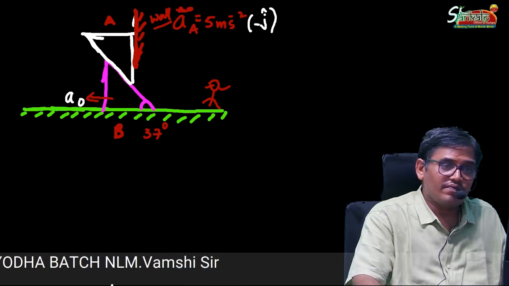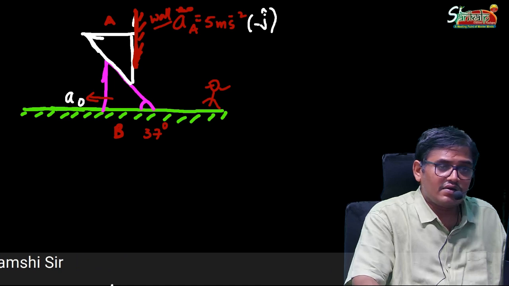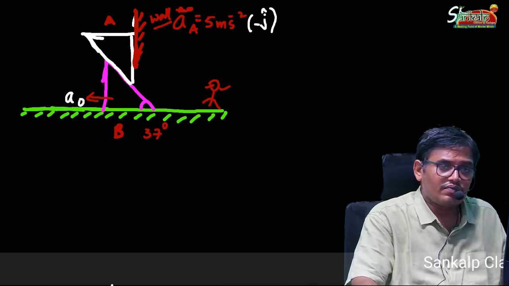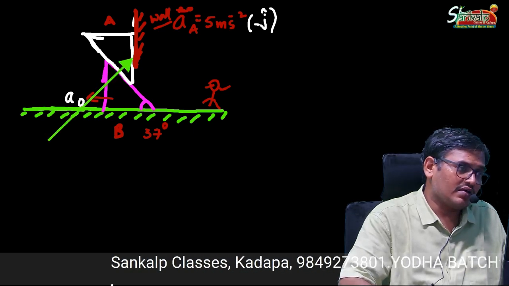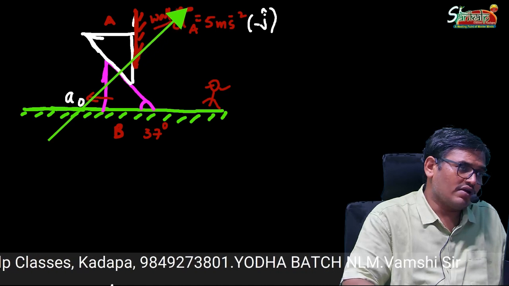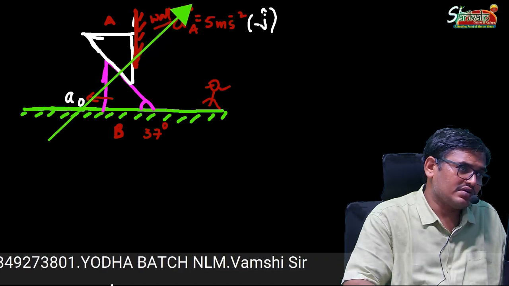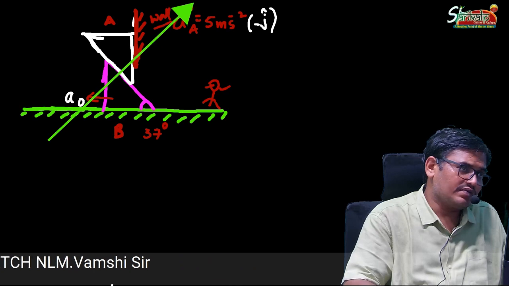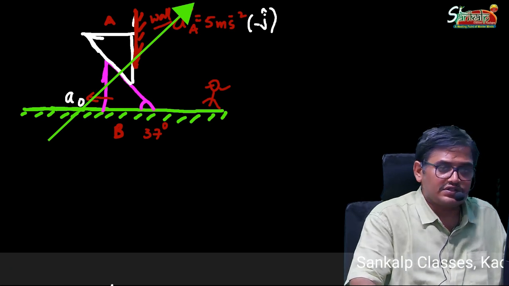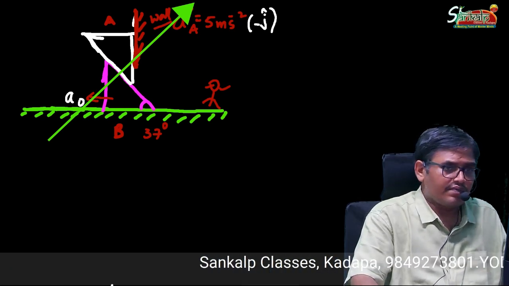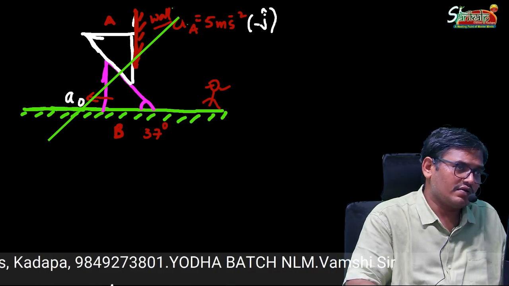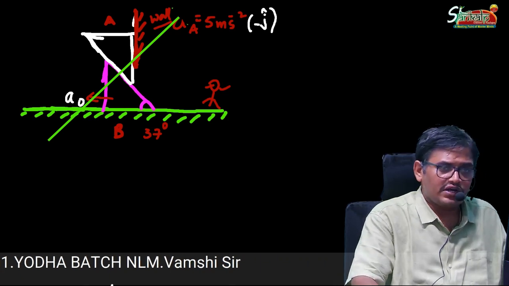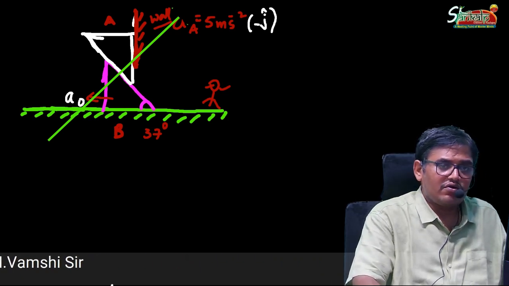Normal to whom? Normal to the contact surface. We should draw a normal to this contact surface. You see, I have drawn a normal to this contact surface. Got the point? Is it clear or not? Understood? Yes, I have drawn just a normal, the green color line. You saw, right? Yes, I have drawn a normal to that.